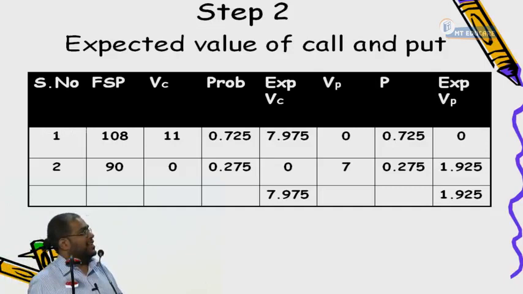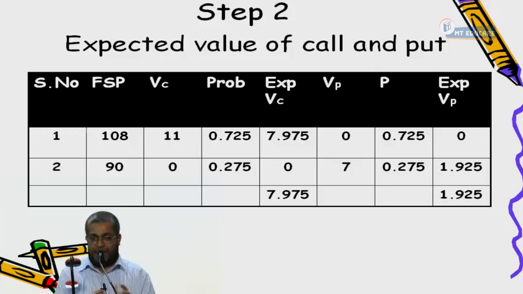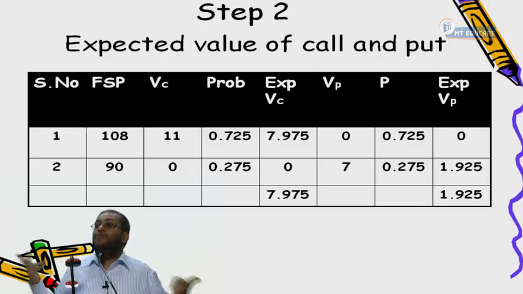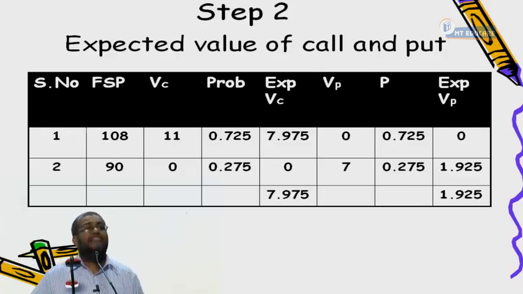In the binomial model, how do they ensure the risk free rate? By constructing a risk free portfolio. Here they ensure it by using a risk neutral probability. It's a worthy difference. The approach may be different, but the values will obviously be the same, because both have eliminated risk from their calculation to ensure discounting using a risk free rate. Everybody following or not?